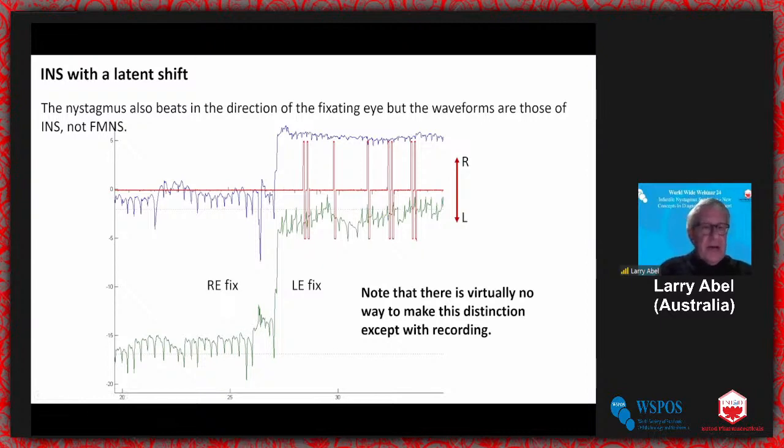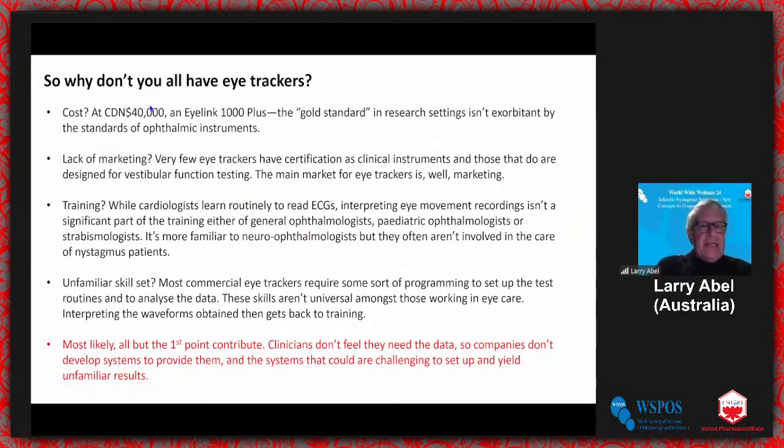So why don't you all have eye trackers? It's not the cost. For 40,000 Canadian dollars, you can have an iLink 1000 plus. Now, very few eye trackers are marketed as clinical instruments. Most of them are marketed for marketing. That's the big market for eye trackers. And as Rich mentioned while we were waiting to get started, cardiologists now read ECGs routinely. Ophthalmologists don't routinely read eye movement recordings.